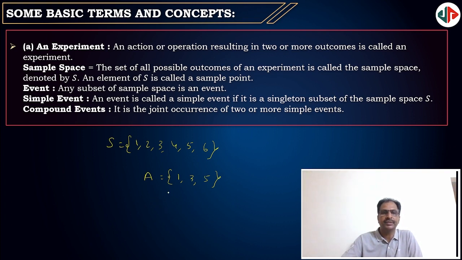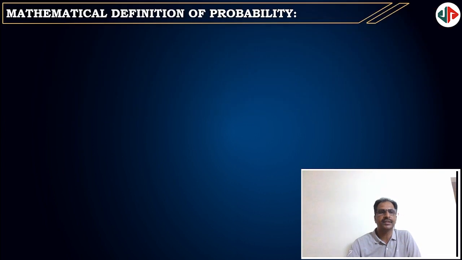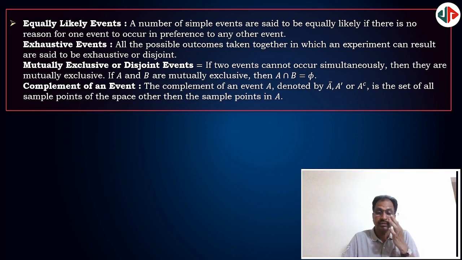Next, compound event. It is a joint occurrence of two or more simple events. Next, equally likely events. Two events are said to be equally likely if they have the same chance of happening, that is, if they have the same probability. For example, when a coin is tossed, the probability of getting a head is one event, and the probability of getting a tail is another event. Both events have equal chance of occurring, 1/2, 1/2. Such events are known as equally likely events.